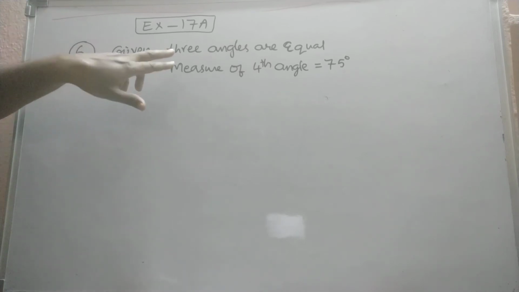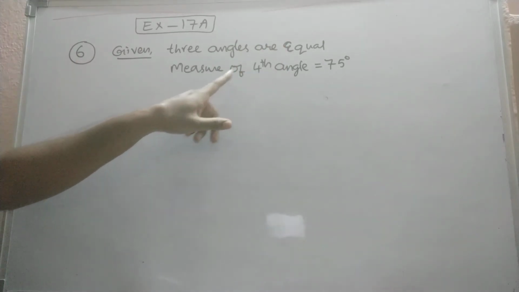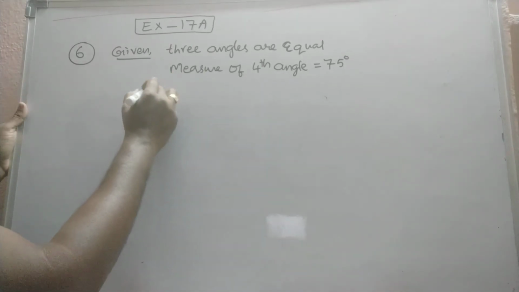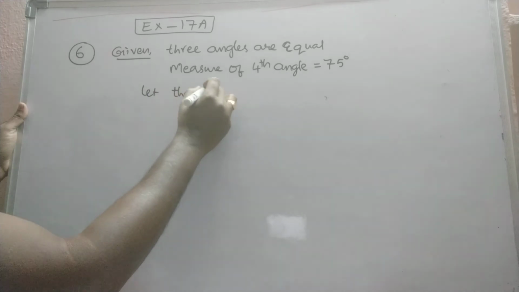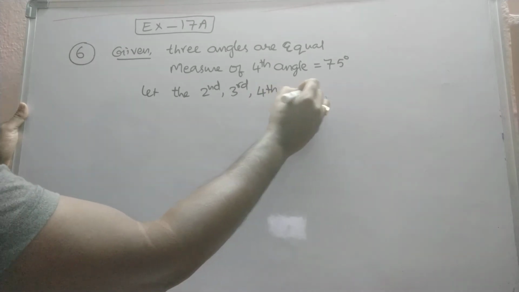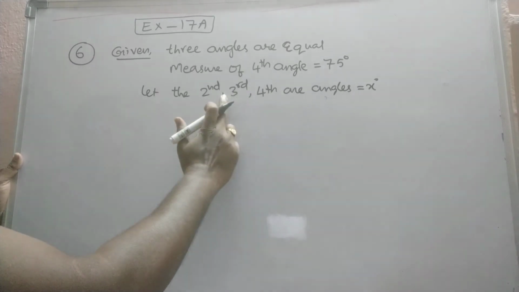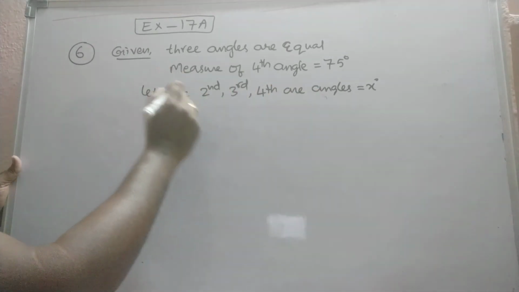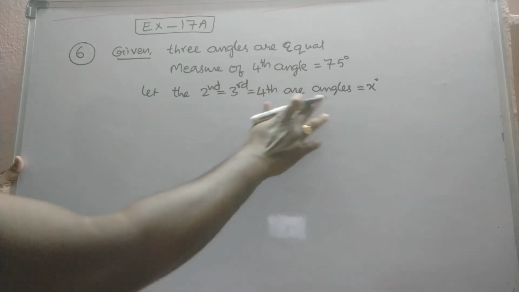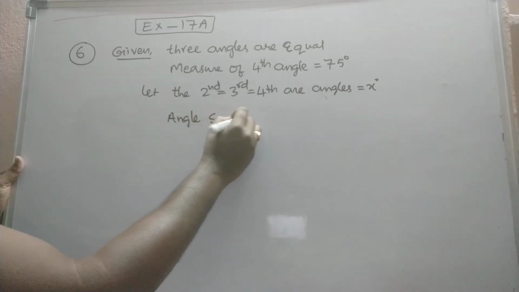Sixth question. The measure of three angles of a quadrilateral are equal, given, and the measure of the fourth angle is 75 degrees. We must calculate all the three angles. So let the second, third and fourth angles be equal to x, all three angles are equal. Otherwise you can write: second angle is equal to third angle is equal to fourth angle is equal to x degrees. But by angle sum property, the angle sum is equal to 360 degrees.